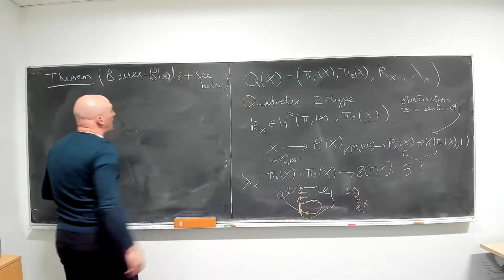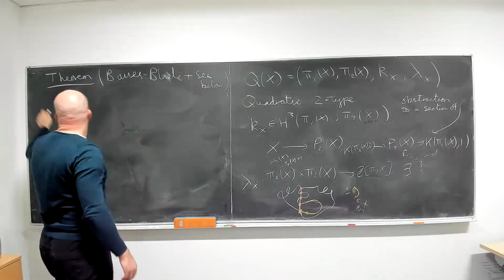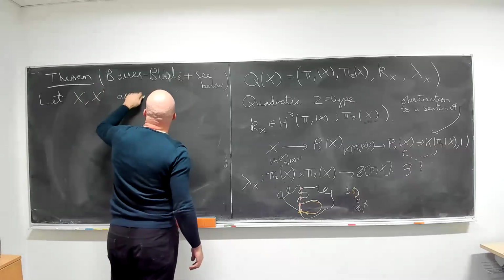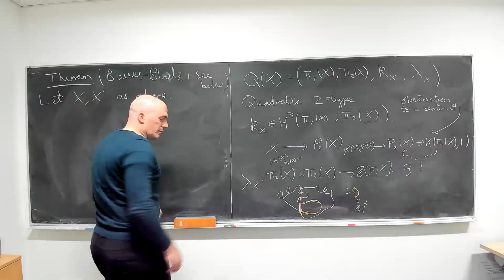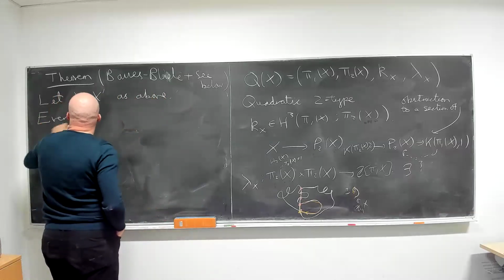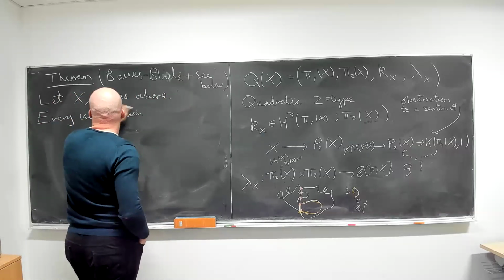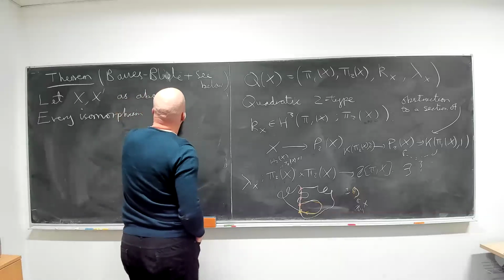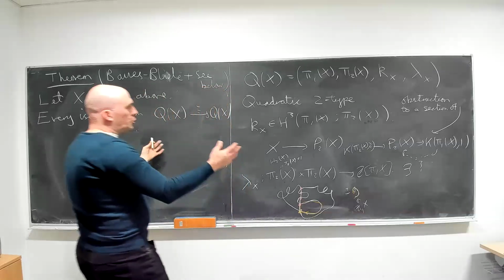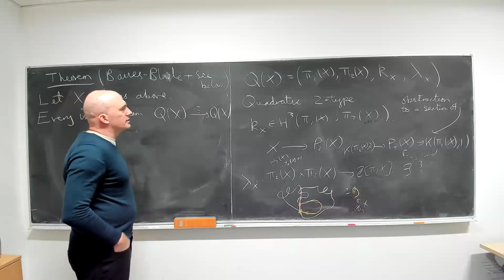So this is due to Bowers and Bleiler, and then also a bunch of people that I'll say below. Let's take X and X prime as above. Then every isomorphism, so suppose that you can imagine these tuples of invariants are equal in some sense. What exactly an isomorphism here means is a little bit involved.